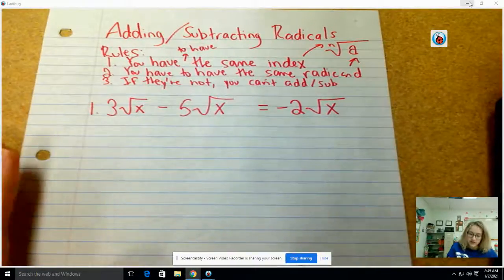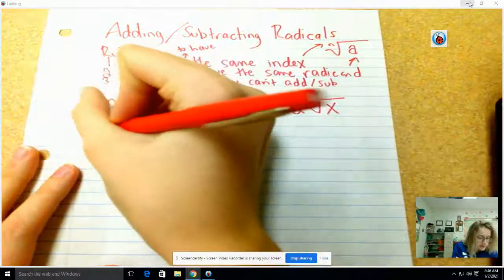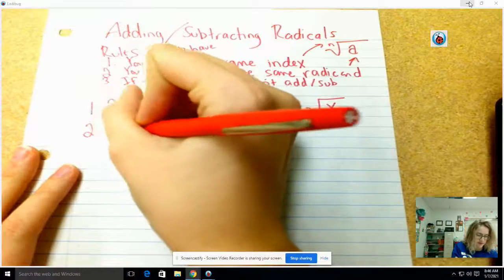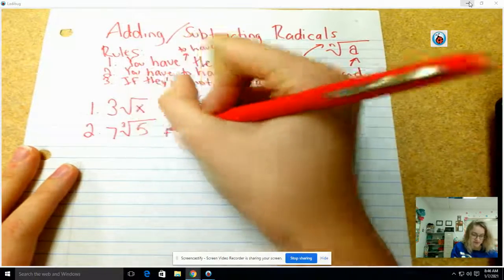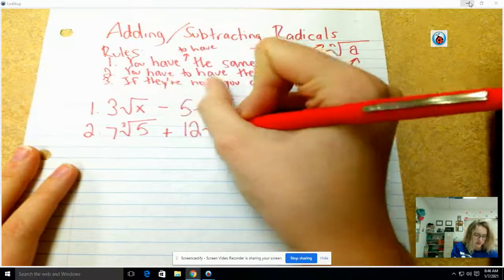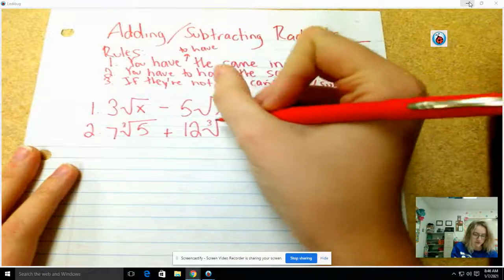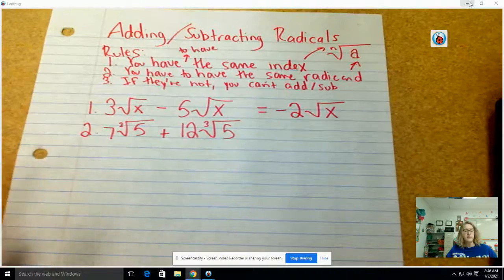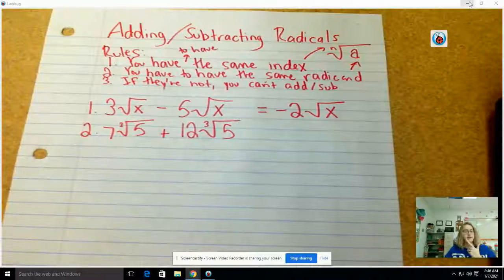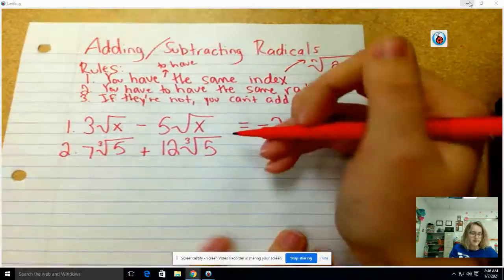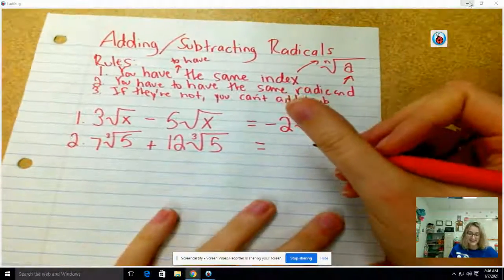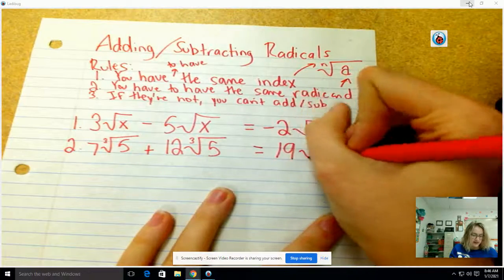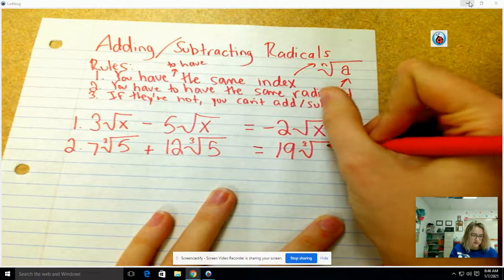All right, so let's check this one. Example number 2: 7 times the cube root of 5 plus 12 times the cube root of 5. Do I have the same index? Yes, they are both cube roots. Do I have the same thing in the radicand? Yes, I have 5 for both of them. So I'm ready to go ahead and add. 7 plus 12 is going to give me 19. And then I bring over my radical, cube root of 5.